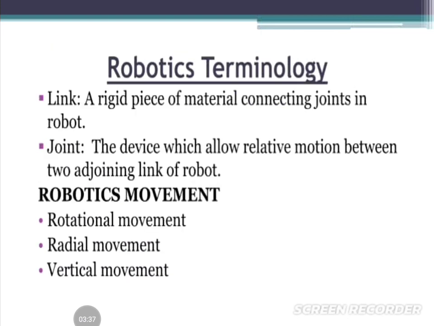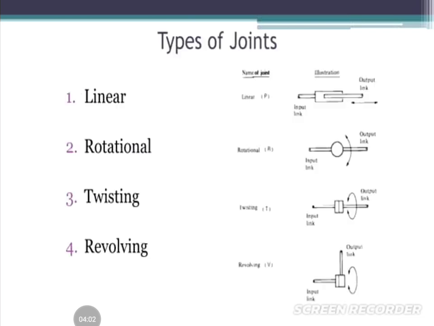Robot terminology. First one is a link, a rigid piece of material connecting joints in the robot, and the joints are the devices which allow relative motion between two adjoining links of the robot. The robot contains mainly three movements: rotational, radial and vertical motion. These are the three movements carried out in the robot.